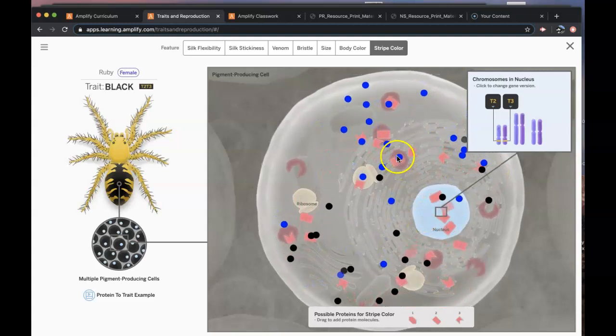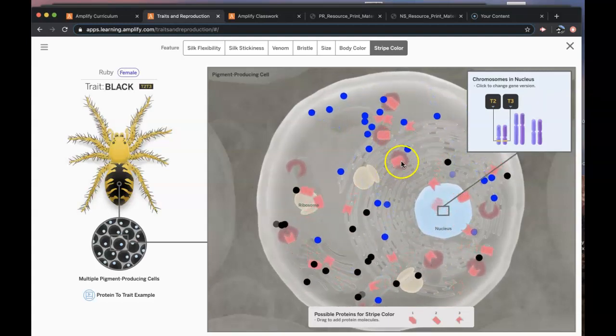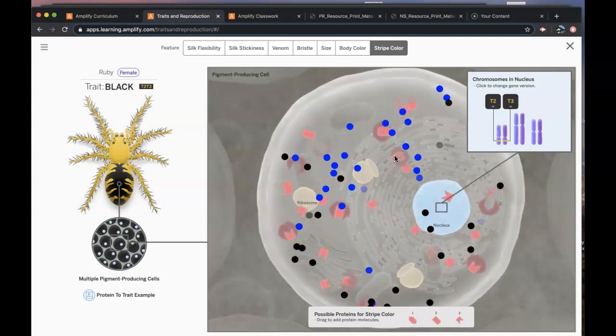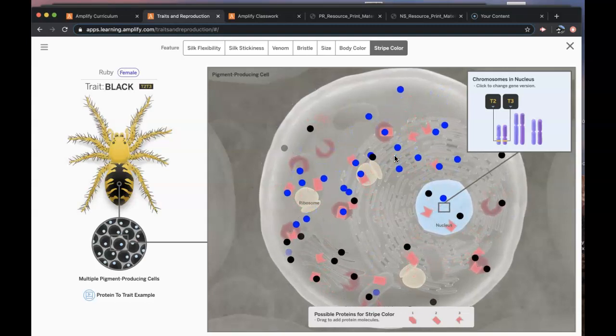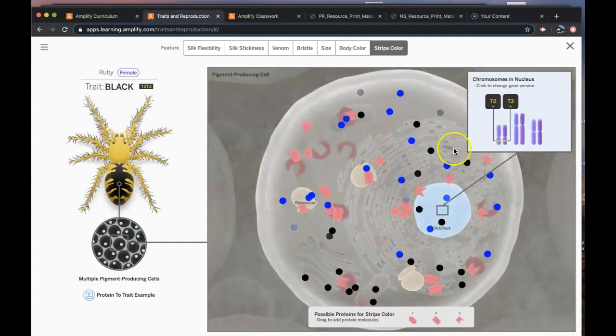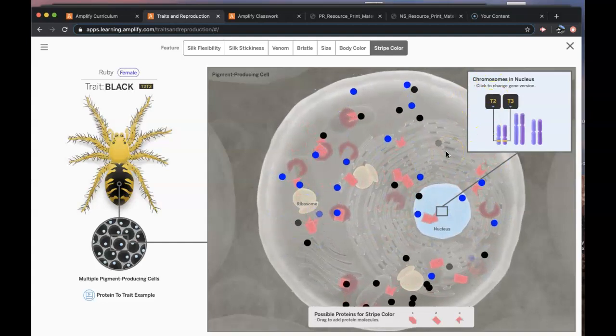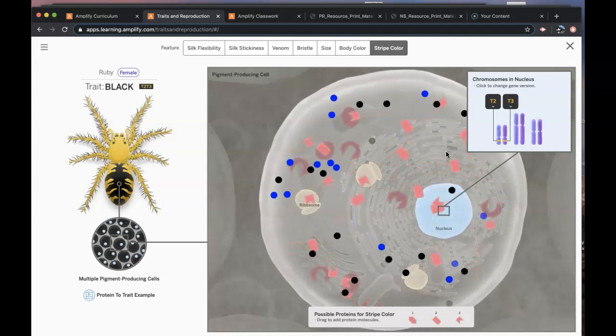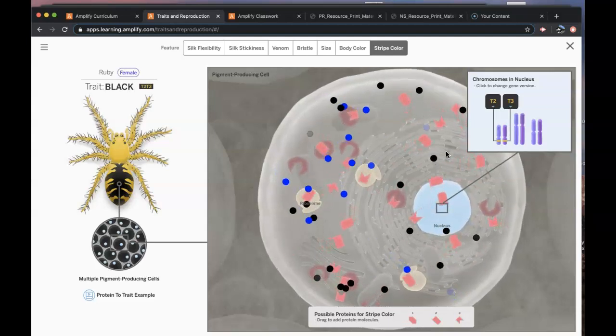So again, we can see here this looked just like Otis. So she is producing blue pigment because she has the same T2 gene that Otis has. She also has another version of the gene that is T3. This is still the gene for stripe color, but the protein molecule that is produced is a different shape.